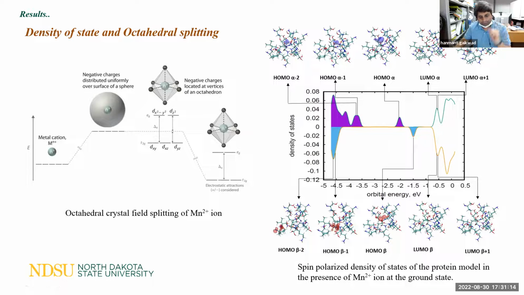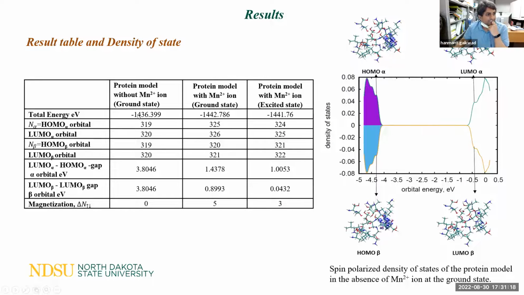When I checked the HOMO and LUMO orbitals, the protein model shows the same HOMO and LUMO orbitals for alpha and beta spin. But for the protein metal ion, they are different for alpha and beta spin. The HOMO-LUMO gap is also changed for both models.